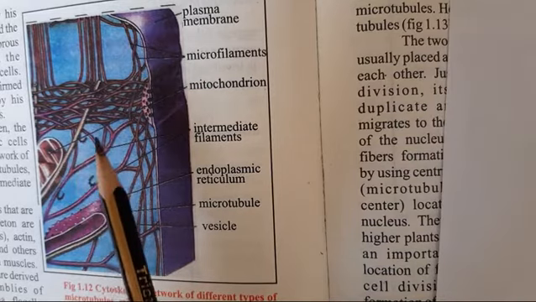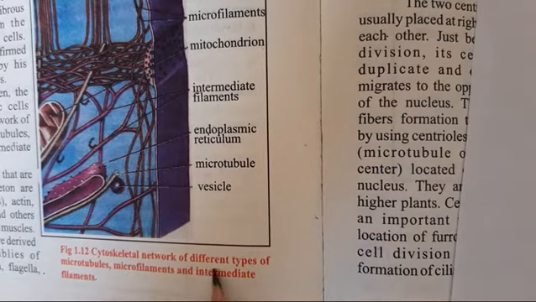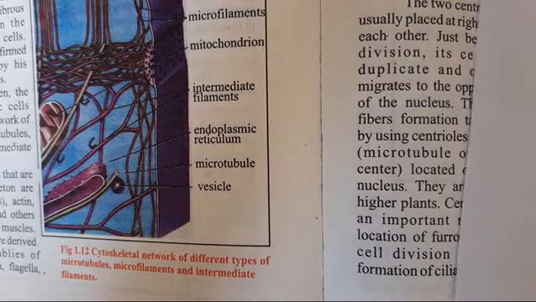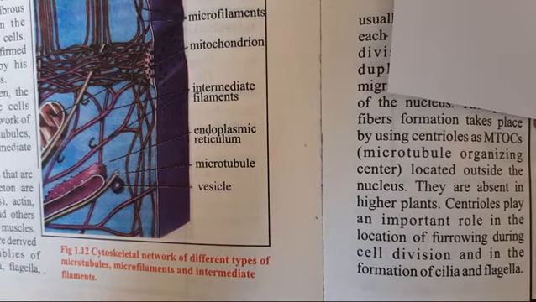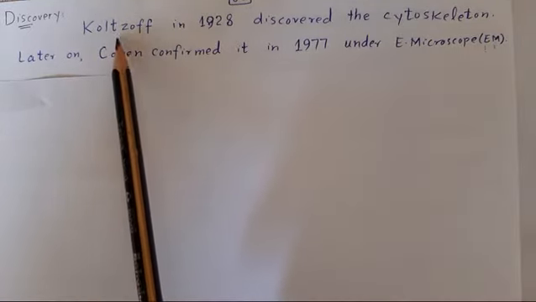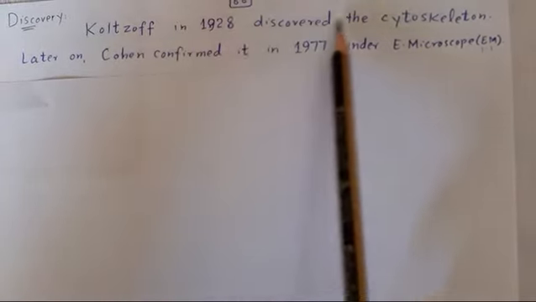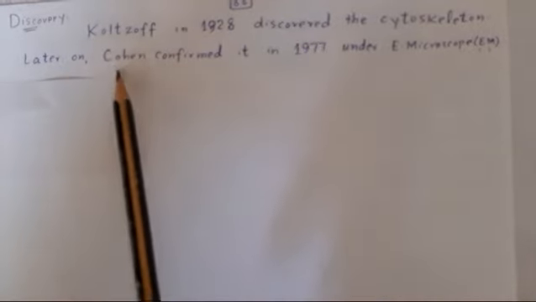So the cytoskeleton is a network of different types of protein fibers known as microtubules, microfilaments and intermediate filaments, giving the cell a shape and support. Now coming to discovery, cytoskeleton was first discovered by Kolzov in 1928. Later on, another scientist, Cohen, confirmed it in 1977 under the electron microscope.